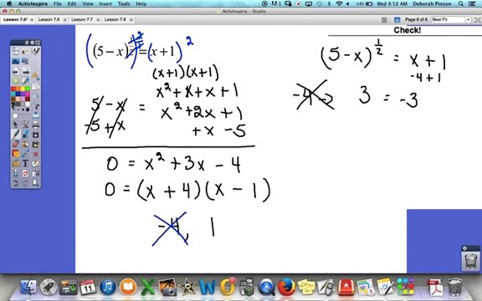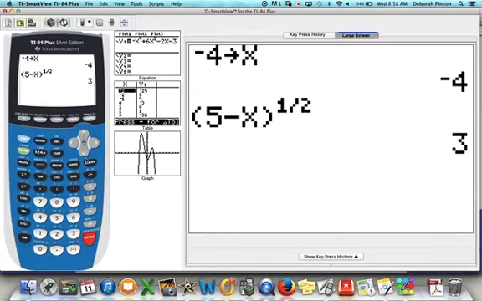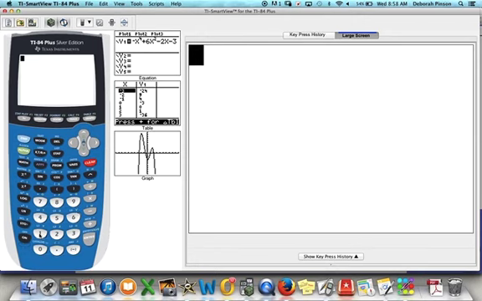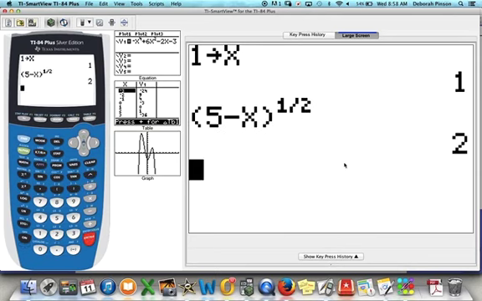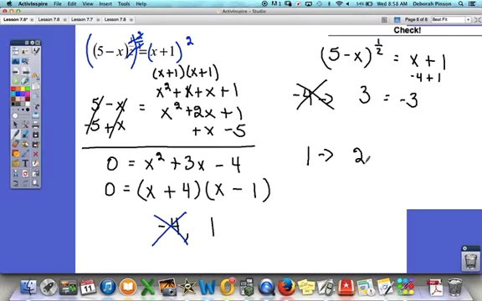Now I still need to go through and check 1. 1 might be an answer, it might not be an answer, but I need to go through and check it. So I'm going to come over here and check 1. So 1 store as x. And then I'll type in the left-hand side of the equal sign. So 5 minus x to the 1/2 power. And I got 2. And then if I plug in a 1 right here, I'd have 1 plus 1, which is also 2. So 1 is a good answer.